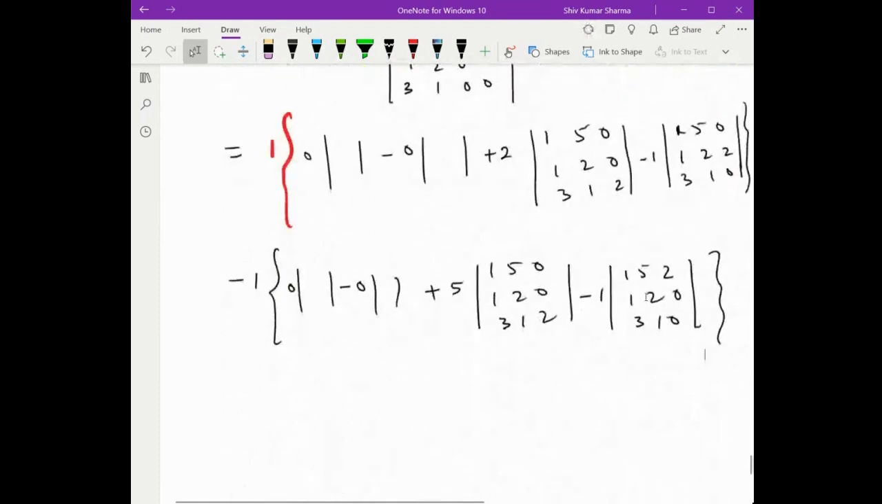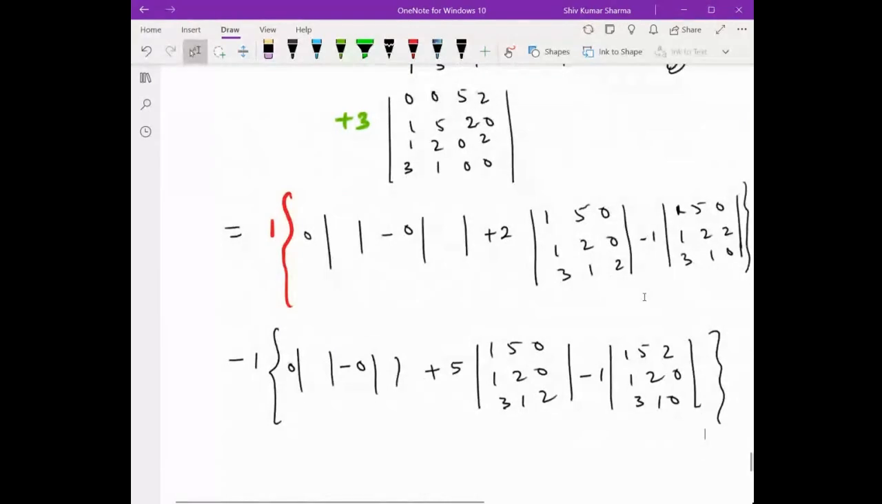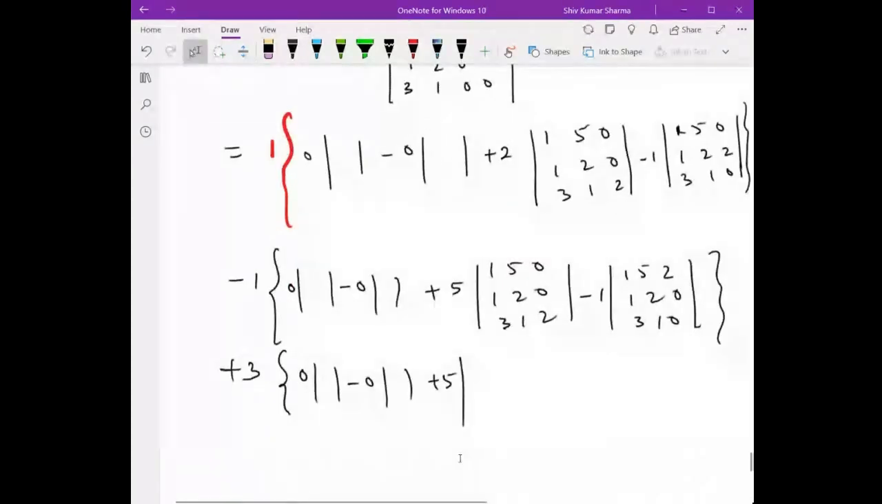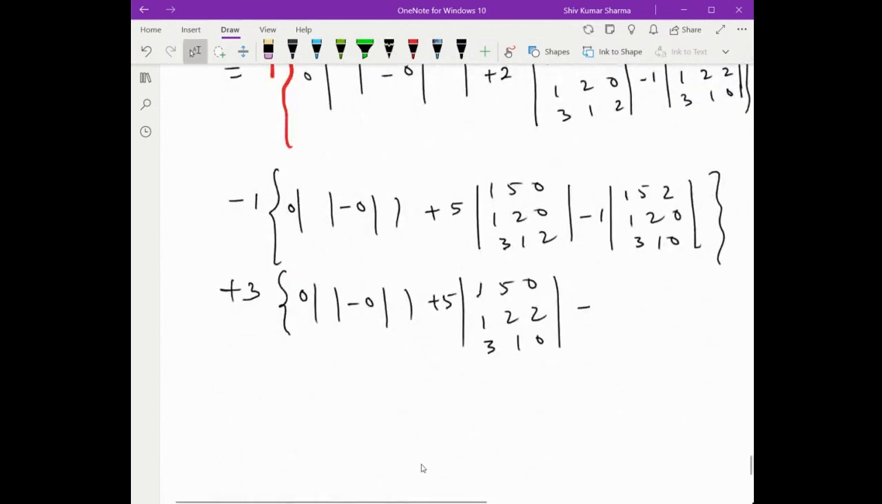And now for the third determinant, it is plus 3. So use this plus 3. For plus 3, the second two terms are 0 and 0, so those two determinants are 0. Now plus minus plus the 5. For 5, write as 150, 122, and 310, minus the last element, which is 2.